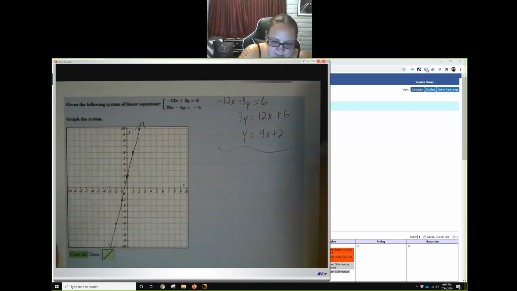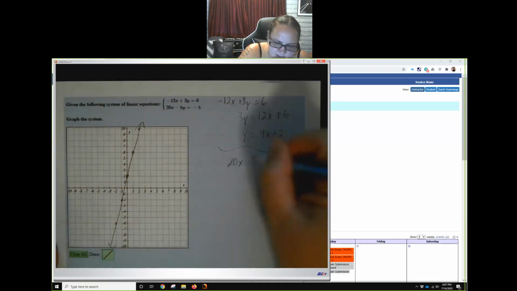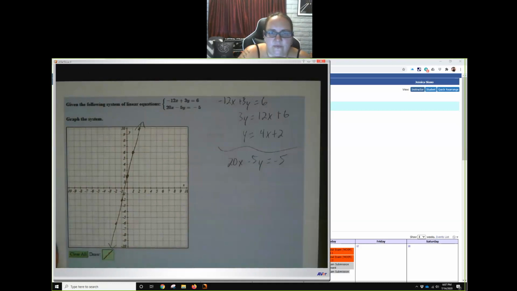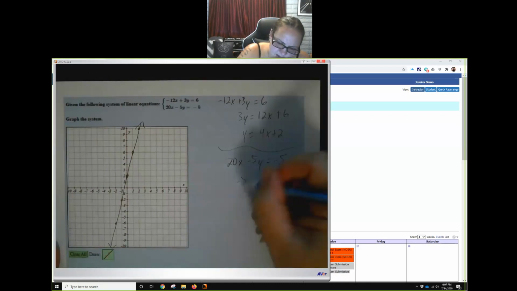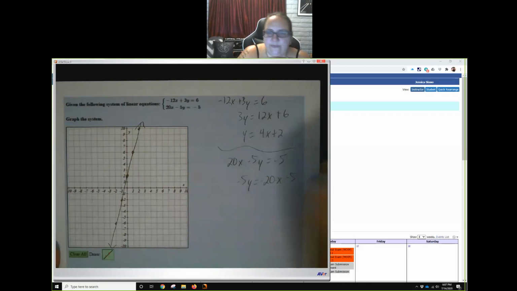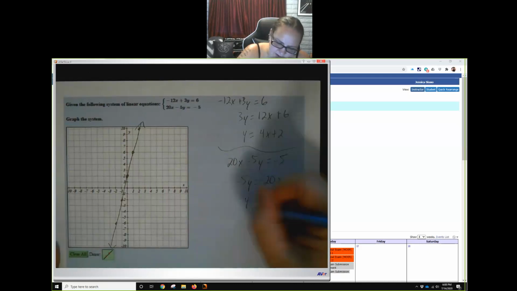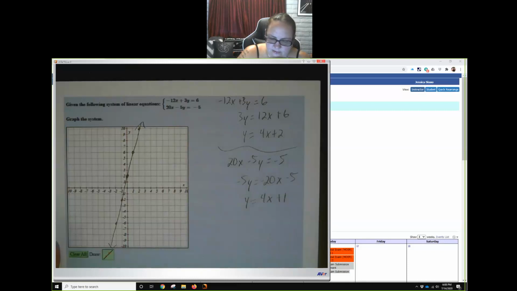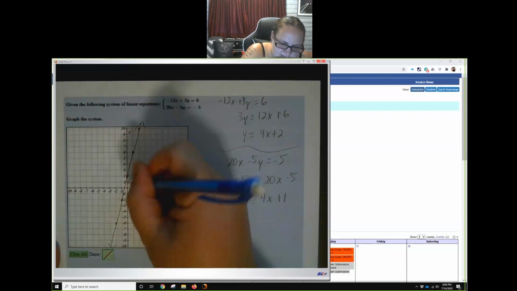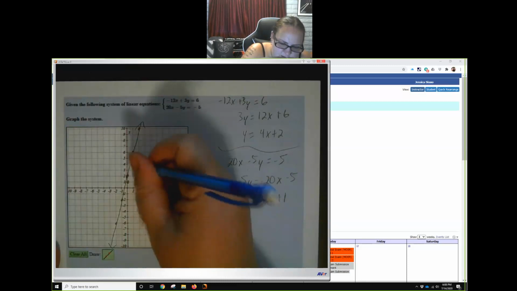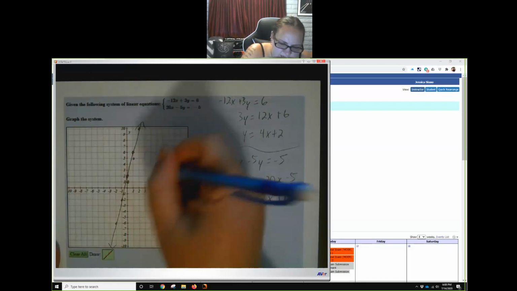Now we're going to do the same thing for the other equation. Move over the 20. Divide everything by this -5. This time we're going to start at 1 and go up 4 over 1. All right.